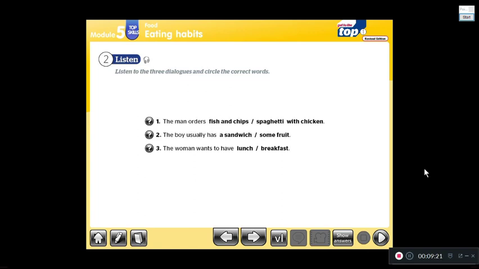Okay, so number 1, we have the main orders. In this case, he's talking about spaghetti with chicken, right? Now, on number 2, we have the boy usually has. The boy says, I have banana in this case, so he is referring to some fruit. The woman wants to have. In this case, the woman is talking about butter, toast, cereal. So in this case, it's talking about breakfast.